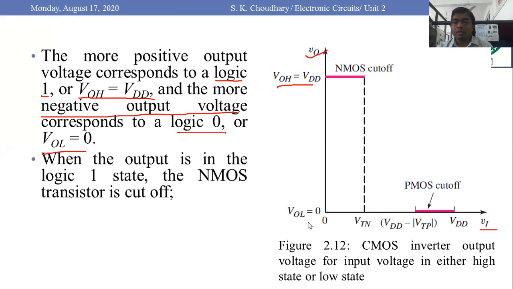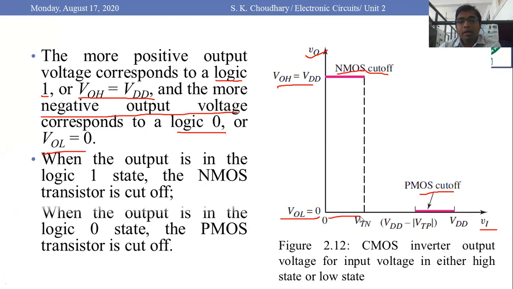So logic 0 is here. You can see in the diagram, VOL is 0 here. It means that this condition is only possible when the PMOS device is in cutoff, and the input voltage of the PMOS would be between VDD minus VTP and VDD. This condition is possible only when the NMOS device is between 0 and the threshold voltage. So when the output is in logic state 1, the NMOS is in cutoff, and when the output is in logic 0, the PMOS is in cutoff.